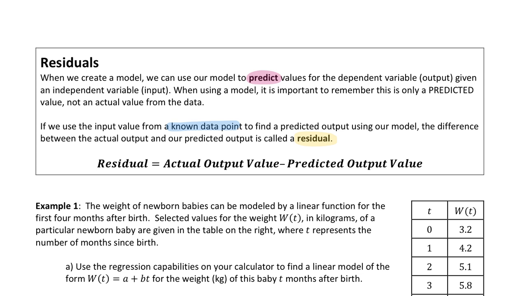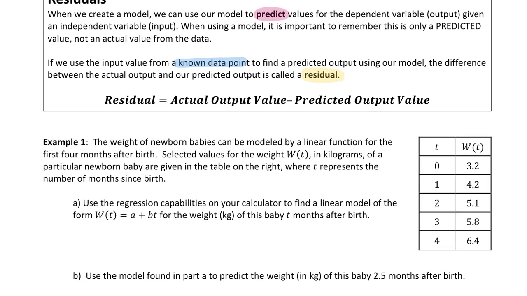But sometimes there's error in the real world versus our math world. And so that is called the residual. If we're highlighting this, our residual is equal to the actual output value minus the predicted output value.